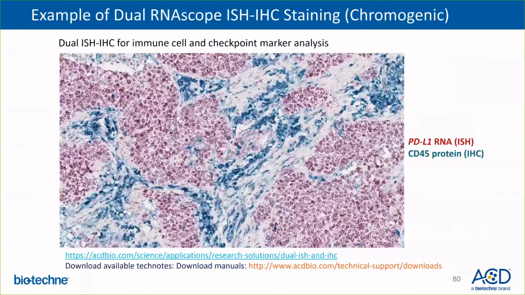Here is an example of RNAscope Singleplex red assay to detect PDL1 probe with subsequent IHC staining in blue for CD45 protein by IHC.